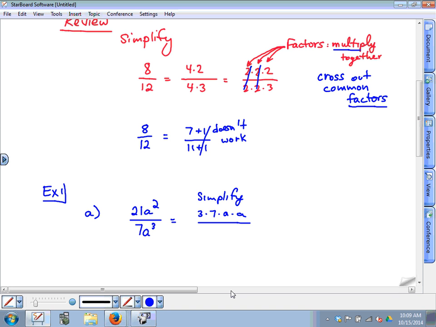Isn't this just like what I showed you with numbers? Now we're just doing it with variables and numbers. What about 7a to the third? That's 7 times a times a times a. They're all separated by multiply signs. That means we can cross out common factors now. So this a crosses out, those a's cross out, the 7's cross out. So we're left with 3 over a. That's how you simplify rational expressions. That's your answer.